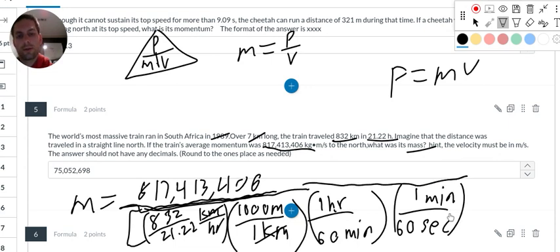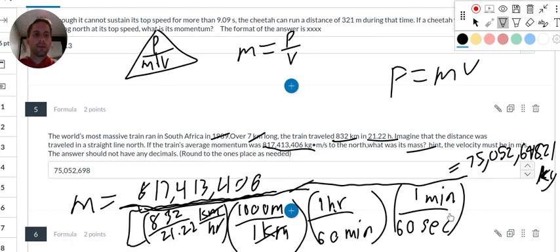Like so. If I multiply all these out, I should get an answer of about 75052698.21 kilograms, if I did all my math right, on my calculator. That's a 0.21. I don't want any decimals, so there's my answer right there.